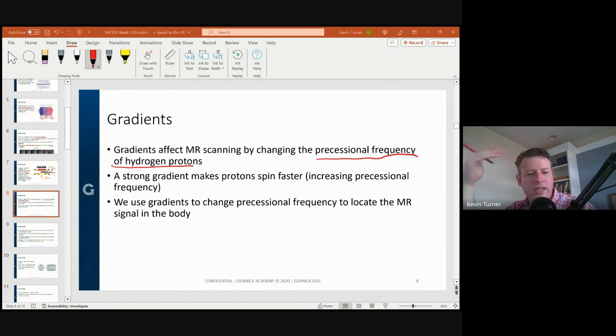So the gradients only do one thing. They only change precessional frequency. The tool is the gradient. What it does is change precessional frequency. But with that one tool and that one action we can take with the tool, we can do lots and lots of different things in MRI, lots of crazy things in MRI.